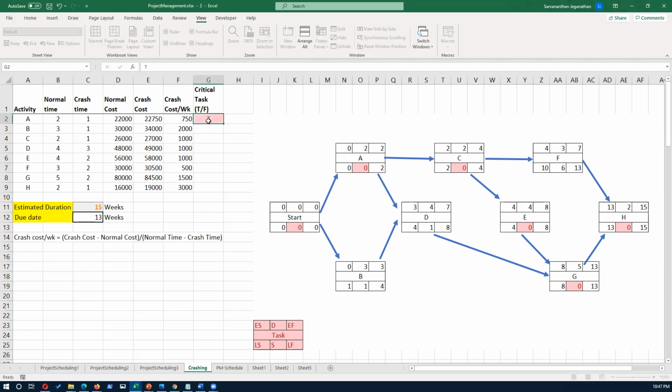So we have A in the critical path, B is not, C is a critical task, D is not, and E is, F is not, G is in the critical path, and H is in the critical path. So we need to crash one of these tasks which is a critical task. So it should be A, C, E, G, and H.